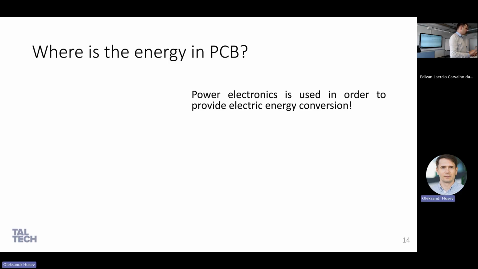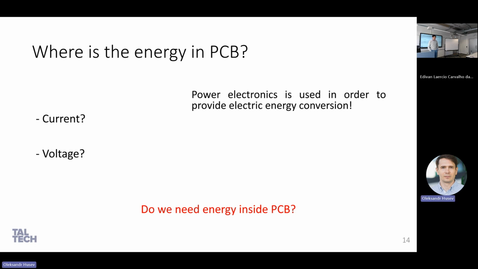So, what represents energy in PCB? Losses, okay, yes, the field. Field, okay, it's a better answer. Is it related to current? Yes, of course, right? Is it related to voltage? Yes, but no.